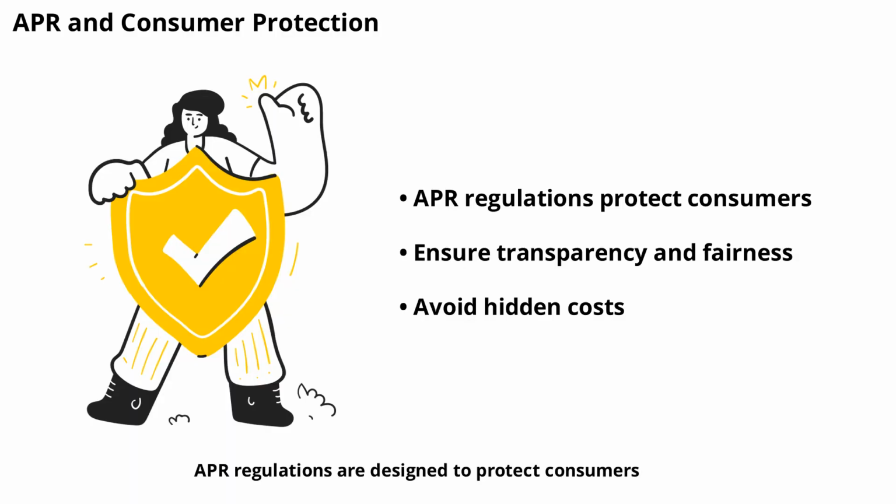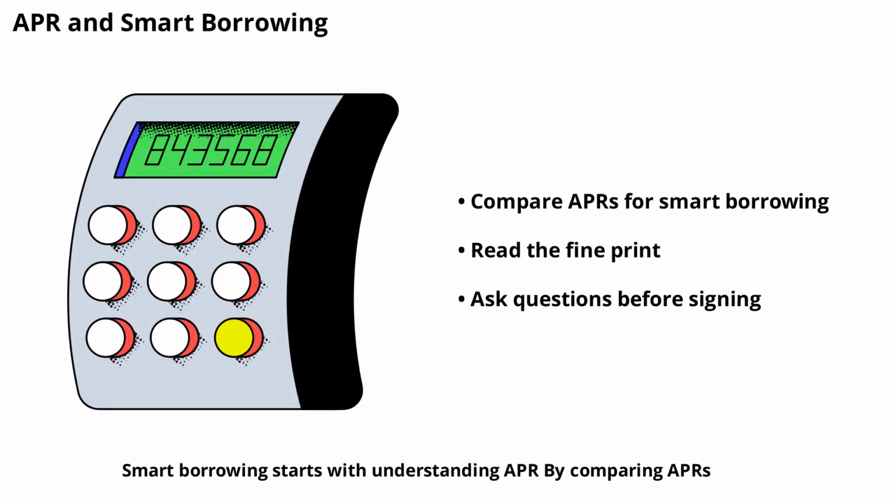APR regulations are designed to protect consumers by ensuring transparency and fairness in lending. Always look for the APR on any loan or credit offer, and use it to compare your options. This helps you avoid hidden costs and make the best financial decisions. Smart borrowing starts with understanding APR.